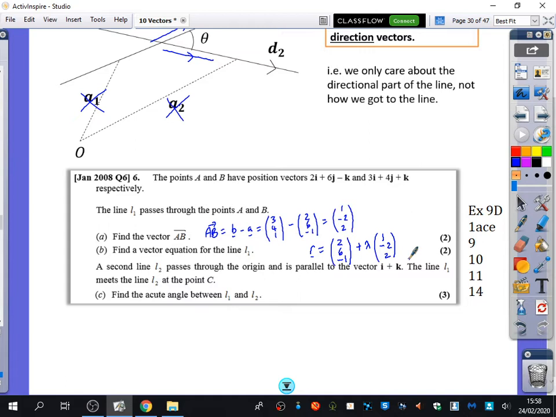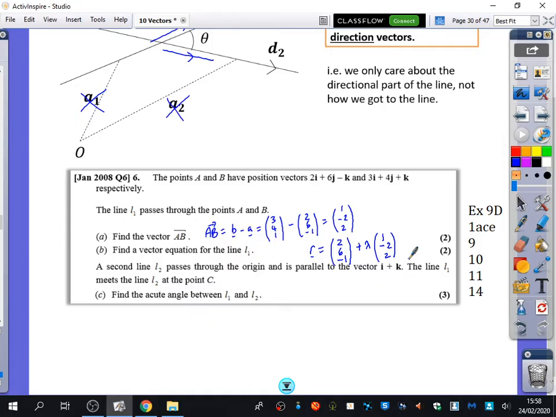Yes, correct. And we didn't have to use 2, 6, minus 1. We could have used 3, 4, 1. And we also didn't have to use 1, minus 2, 2. We could have used 100, minus 200, 200. Anything as a multiple.